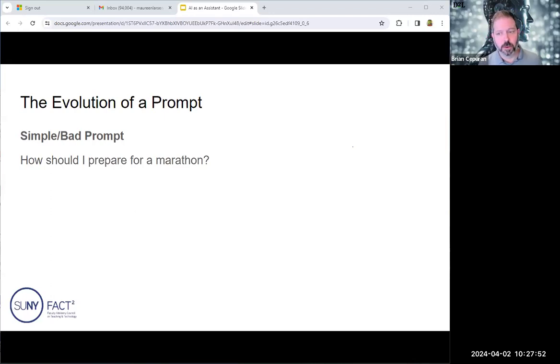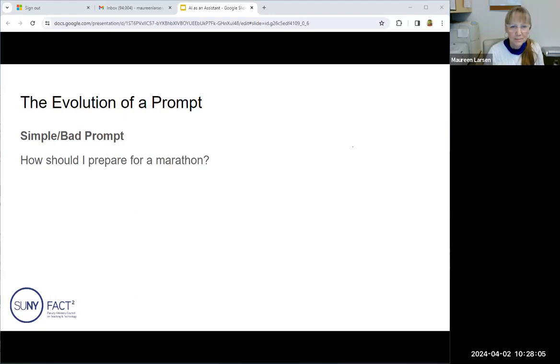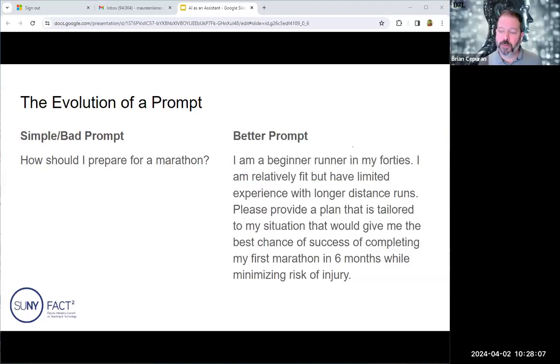Now, I can also add a little bit more context, a little bit more information about myself, and we can get better results. So if we could click, Maureen, to trigger the animation, by providing some context. So I'm a beginner runner in my 40s.